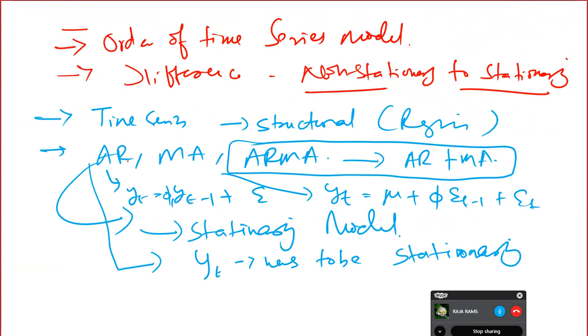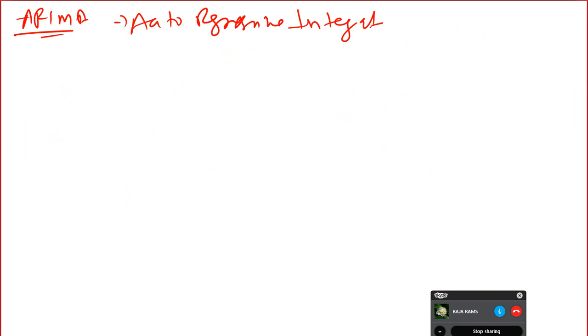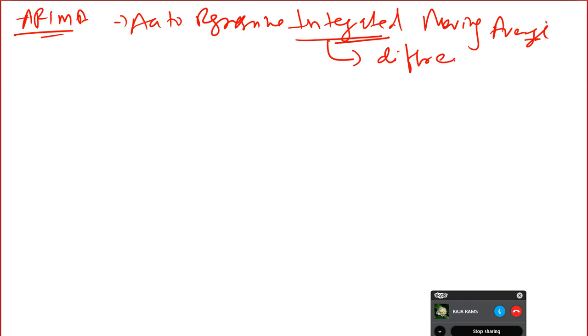Now you understood what ARMA is, right? All right. So as I was saying, ARIMA is nothing but autoregressive integrated moving average, right? So this integrated part is nothing but your difference. The first difference, second difference that you are doing.